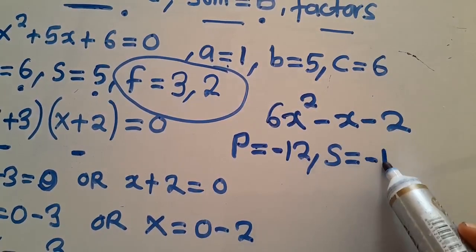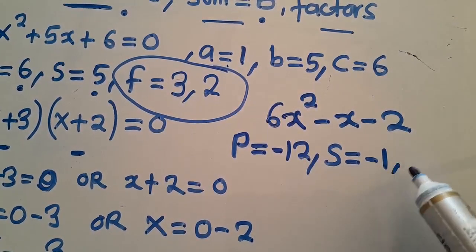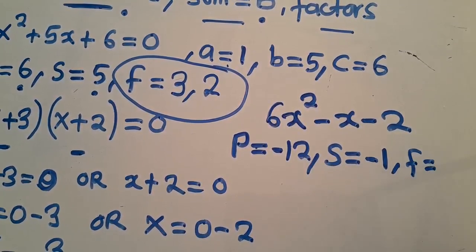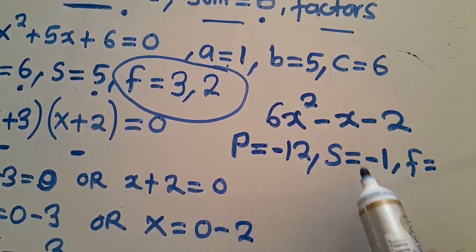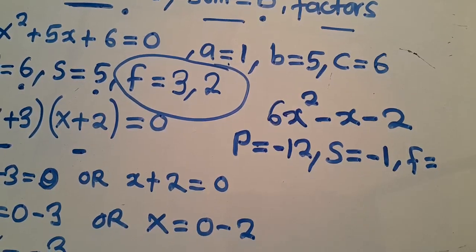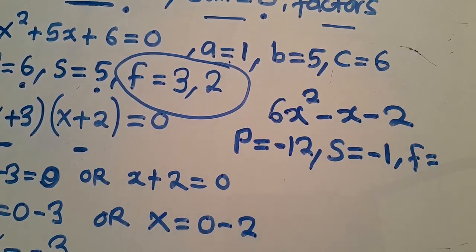So you put negative 1 here. This is what you're going to do. What are your factors? Two numbers that you can multiply to get negative 12, and if you add those same numbers, you get negative 1. So on this part, you don't need to be lazy. You need to make sure that you start looking for those numbers.